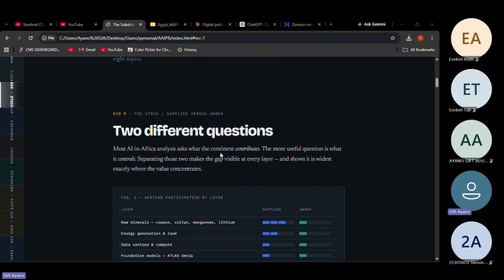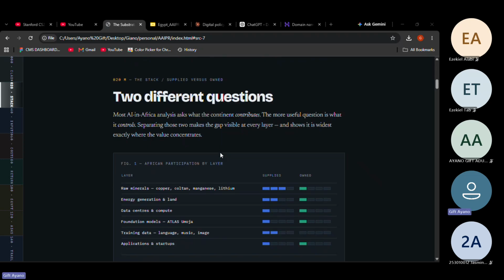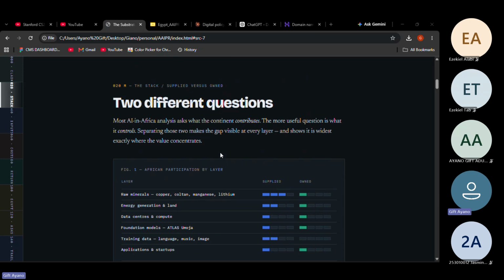Now looking at the stack, the supplied versus owned. I'm going to be looking at six types of conversations: the claim, the stack, the input, the cost, the return, and then the case study. So this is the stack.